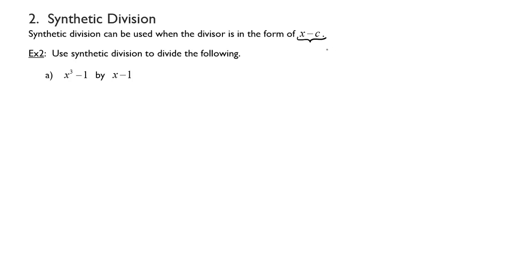Synthetic division can be used when the divisor is in the form of x minus c. Notice that synthetic division is not something you can use for something like x squared minus 3x plus 2. That's not in this form. It needs to be in binomial form. So we have a divisor, x minus 1, and I'll write that again right here. From our rules of zeros of a polynomial, we know that the root, c, would be 1.